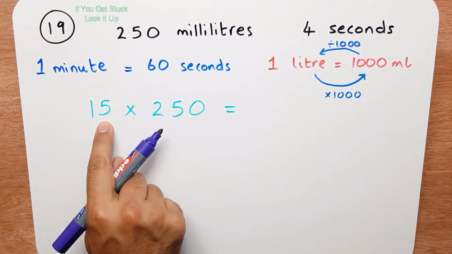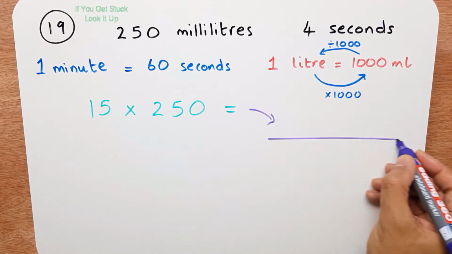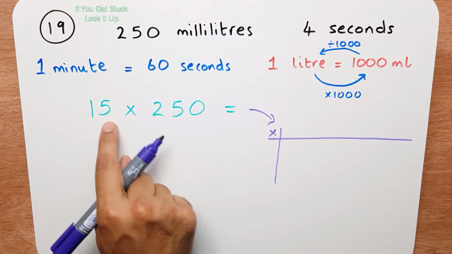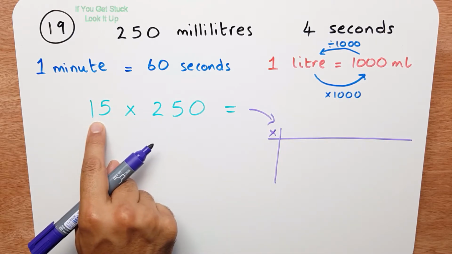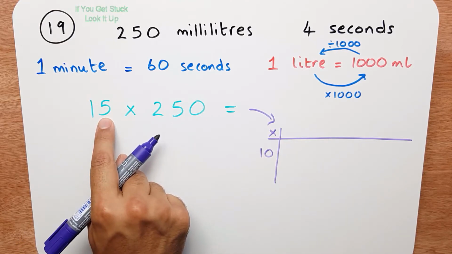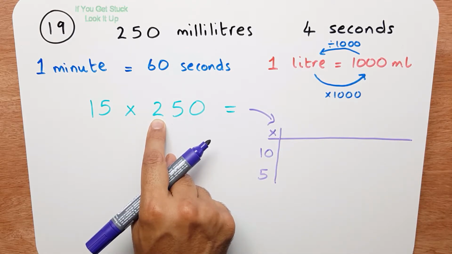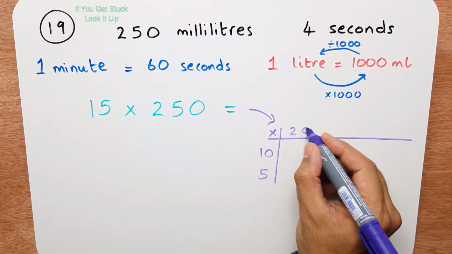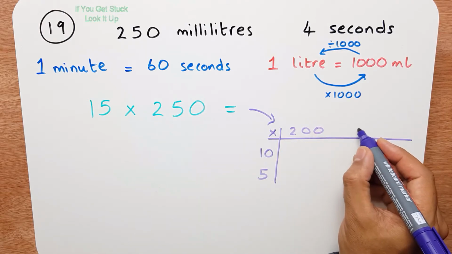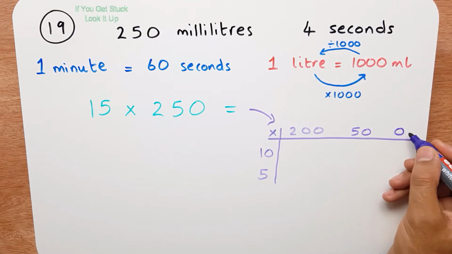Now I'm going to do this using the grid method. I'm going to put 15 down here, but I will first partition it or split it up. So there's one lot of 10, and there's 5 ones or 5 units, and that goes there. 2's in the hundreds column, so that's 200, so we'll put that here. 5 is in the tens column, and we have 0 in the ones or the units column.